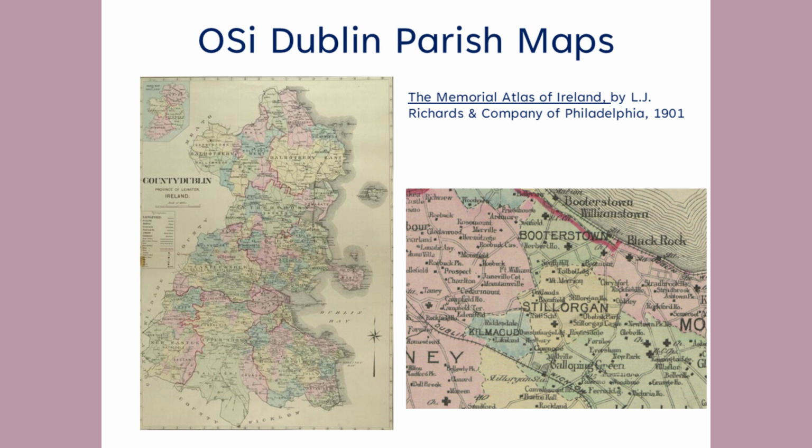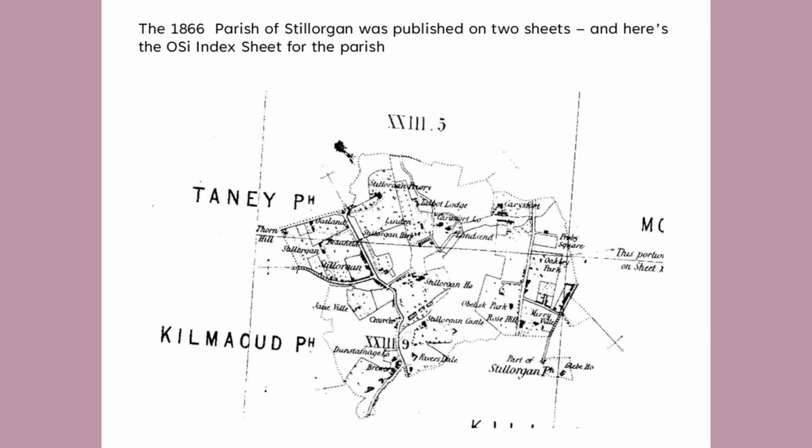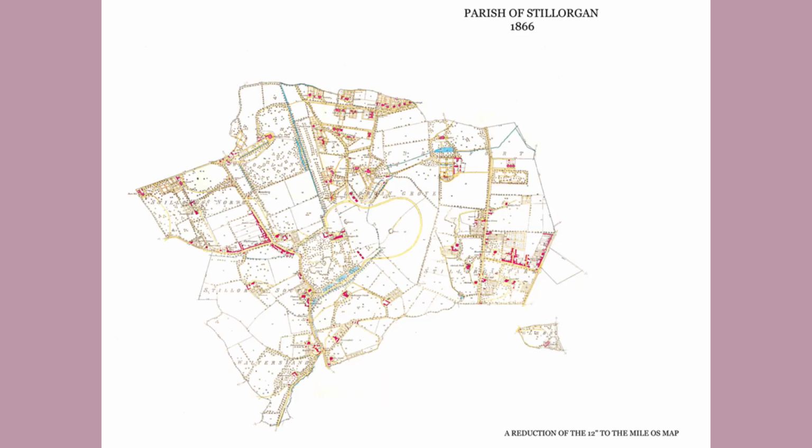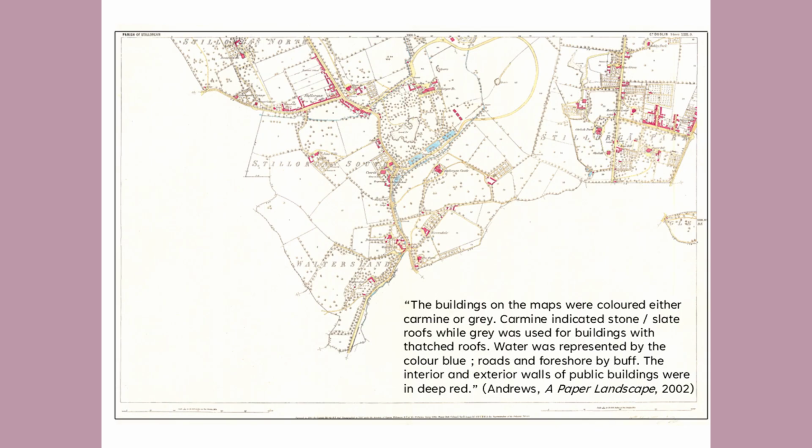So, for instance, the parish of Stillorgan is published on 2 sheets. That's the index for Stillorgan parish. Some of the parishes, like there's one parish that's published on 35 sheets. I think it's Lusk or Skerries or somewhere. So just 2 sheets. This is the composite map of Stillorgan, which is the parish map from 1866. And that's one of the two actual sheets from Stillorgan.